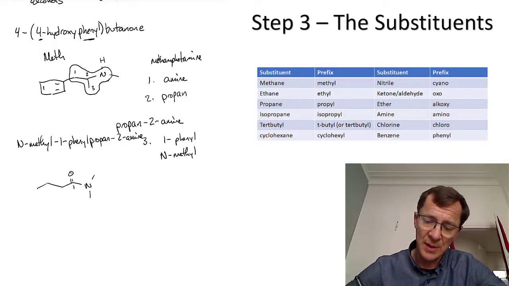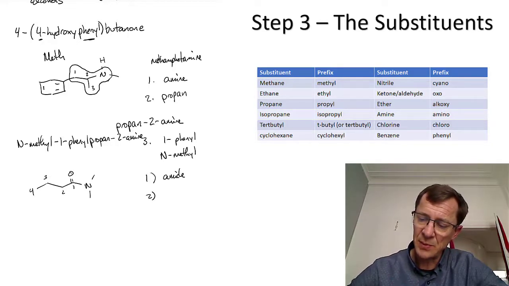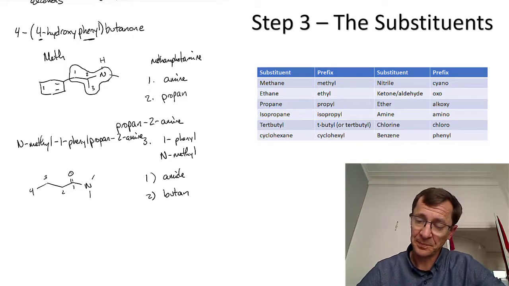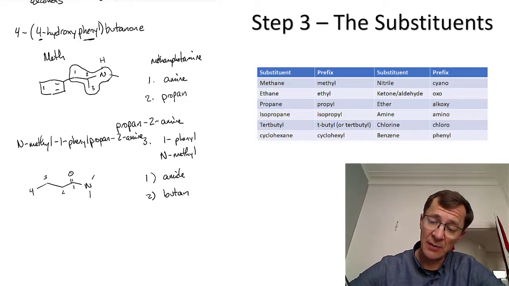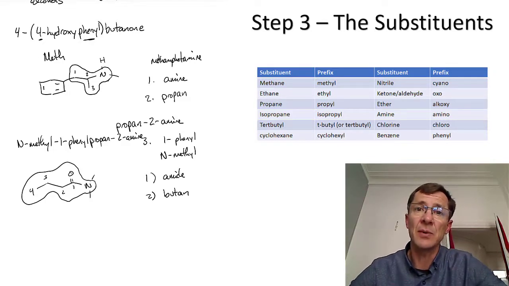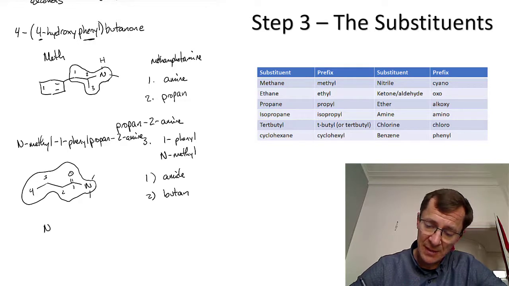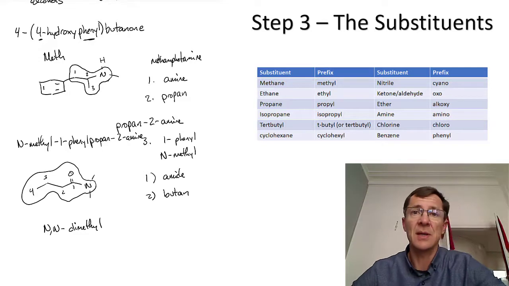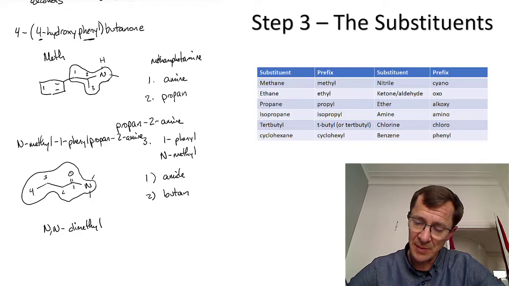This has 1, 2, 3, 4. So step 1, amide. Step 2, but, an. So this would be a butanamide. That would cover off everything inside the circle here, which is everything except the two methyl groups. So that would be N,N-dimethyl, as in my methyl groups are both on the nitrogen, butanamide.